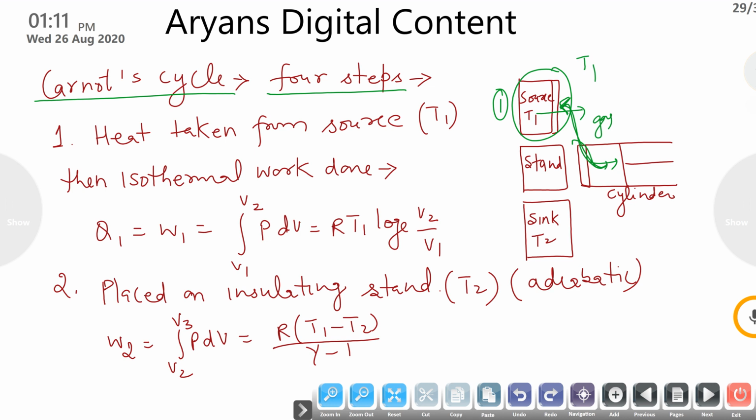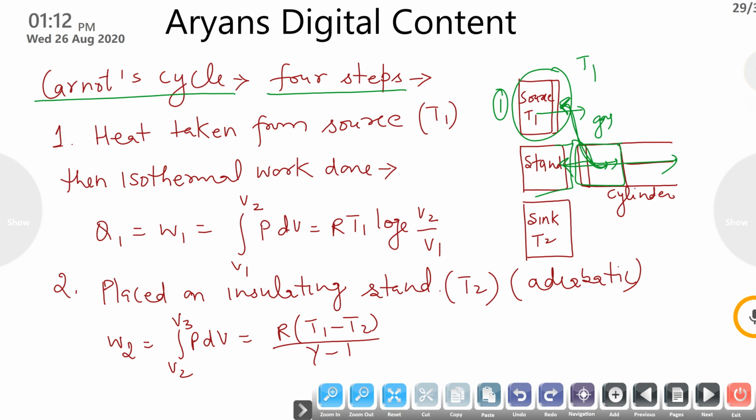Now in the second process, you will put this cylinder on your stand. Now the stand is insulating. Now there is no exchange of heat. So the second process is an adiabatic process. The gas will expand slowly in the adiabatic process.